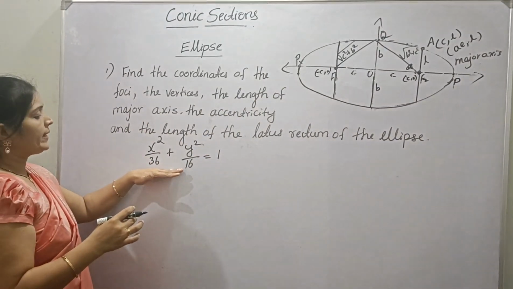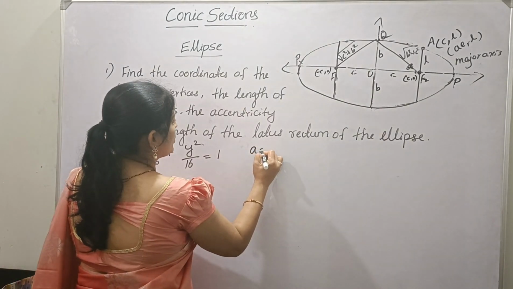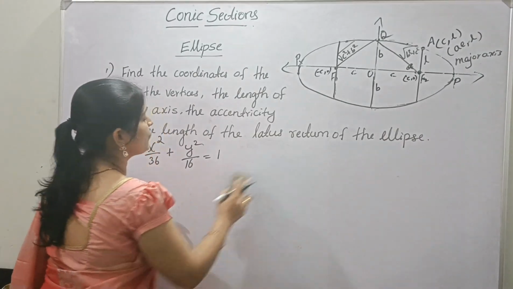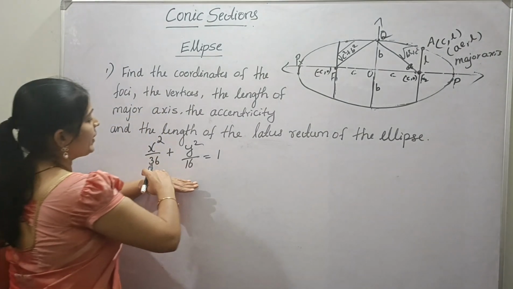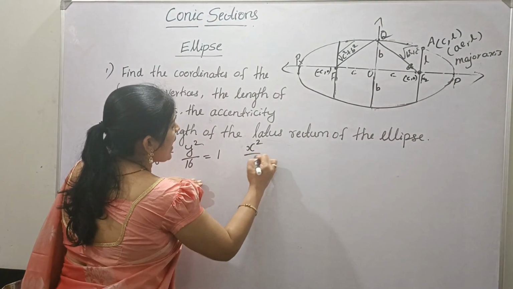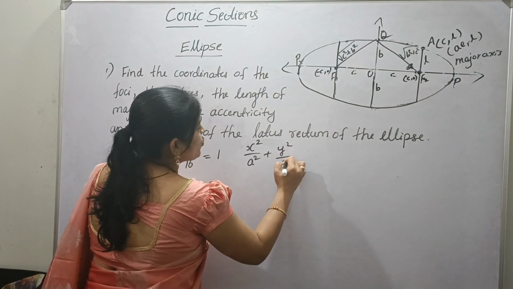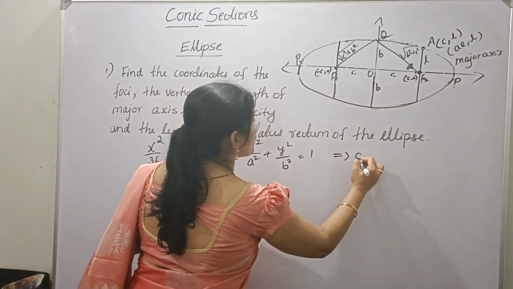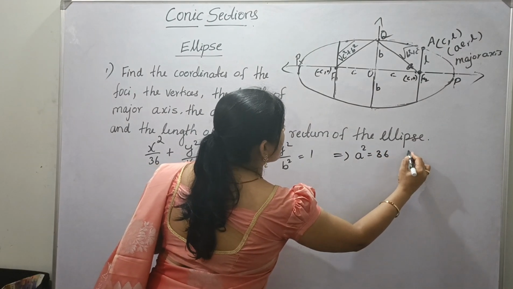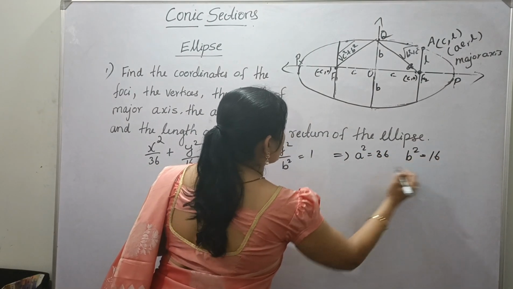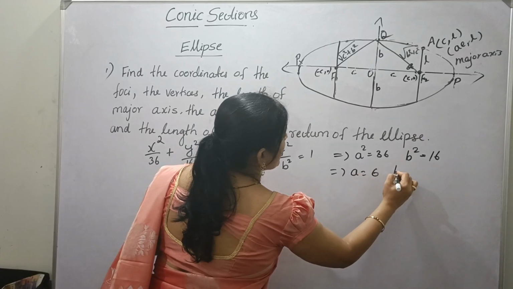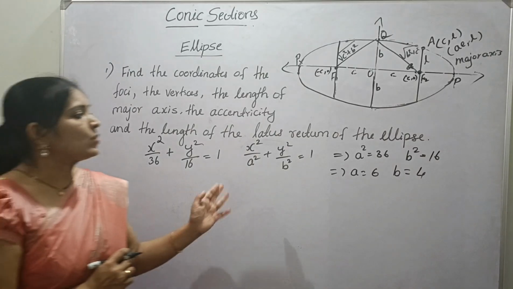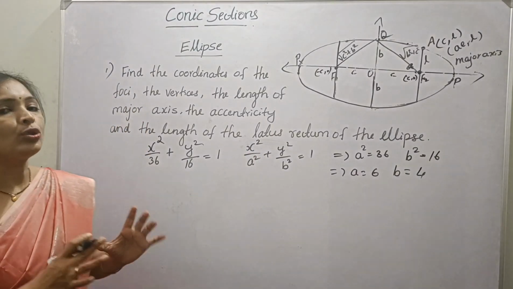First of all, comparing this equation with the standard equation, x square by a square plus y square by b square is equal to 1, we will get a square is equal to 36 and b square is equal to 16. That implies a is equal to 6, b is equal to 4. Now we have to find c.